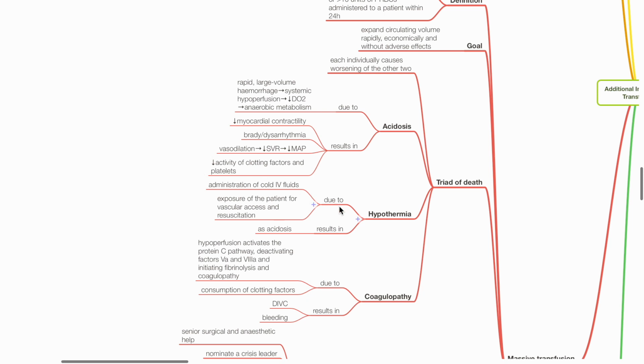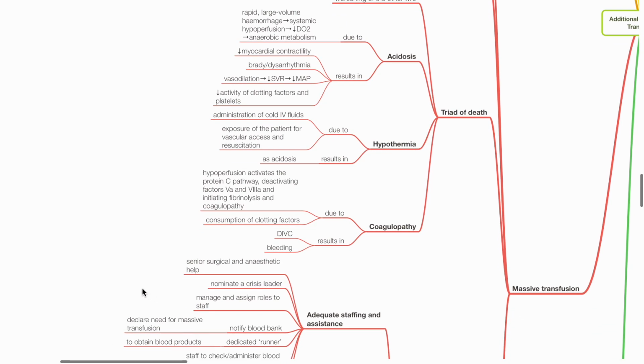Hypothermia is due to administration of cold IV fluids and exposure of the patient, for example, for vascular access and resuscitation. Effects are similar in acidosis. Coagulopathy is due to hypoperfusion, which activates the protein C pathway, deactivates factor 5A and 8A, and initiates fibrinolysis and coagulopathy, and consumption of clotting factors. Coagulopathy leads to DIC and bleeding.